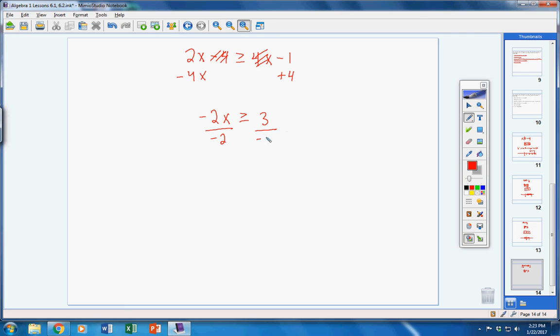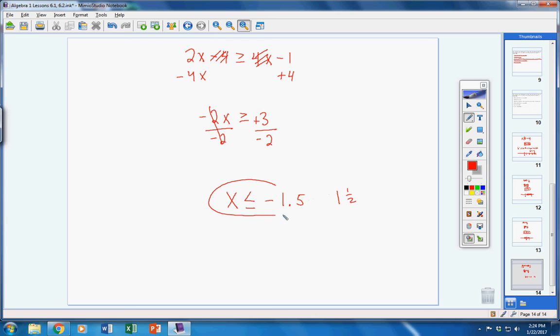Now listen to me. If we were dividing both sides by a positive number, we would not turn the arrow. You would just write x is greater than or equal to 1.5, because 3 divided by 2 is 1.5. But we are dividing by a negative number, so when you divide by a negative number, you take your arrow and you turn it. These cancel, leaves you with x. A positive divided by a negative is negative. 3 divided by 2 is 1.5, or 1 and 1/2 if you want.